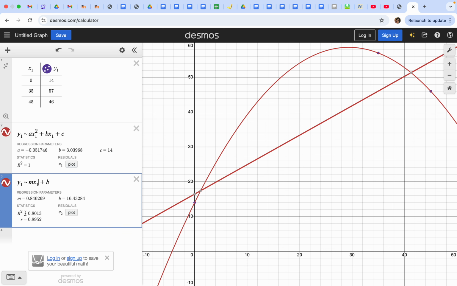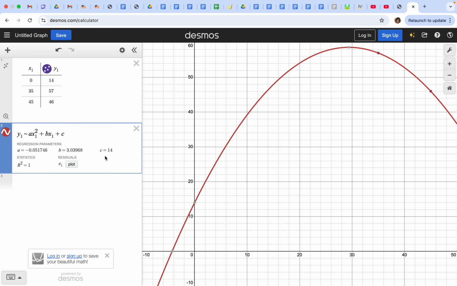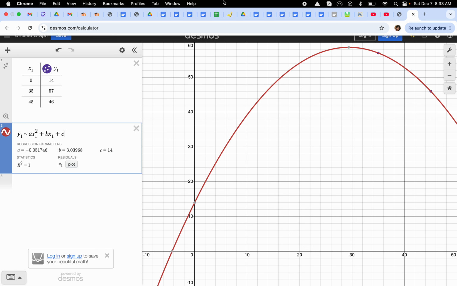R squared is a way of saying how well the variance of the data fits. So we can clearly see this is a quadratic, and if you weren't given that it was a quadratic, I think even if you just saw the points on the graph, you would say so. So that's the fastest way to solve this, and then I'm going to finish the problem on my iPad and send a second video.